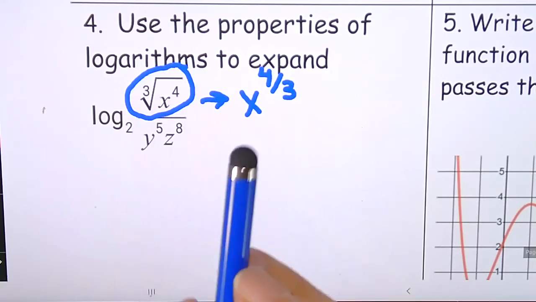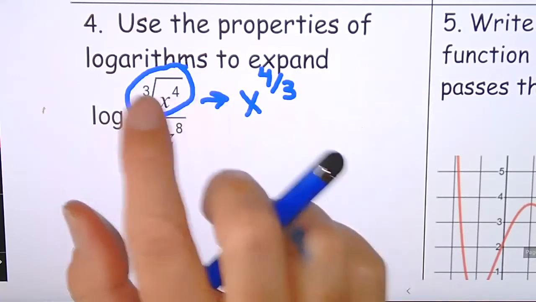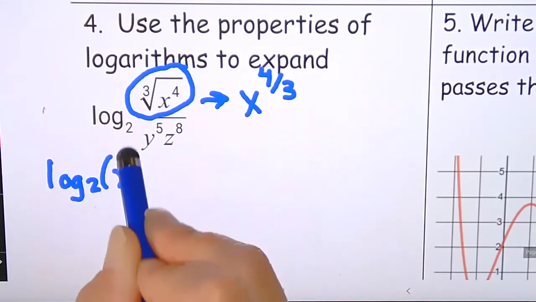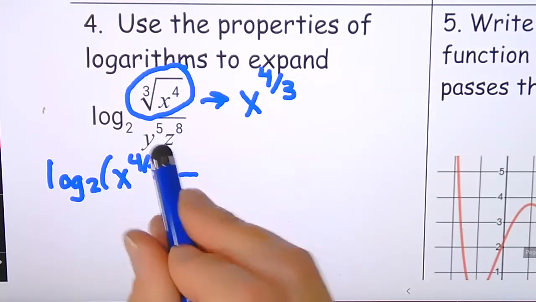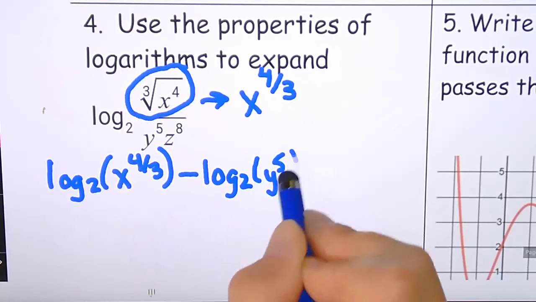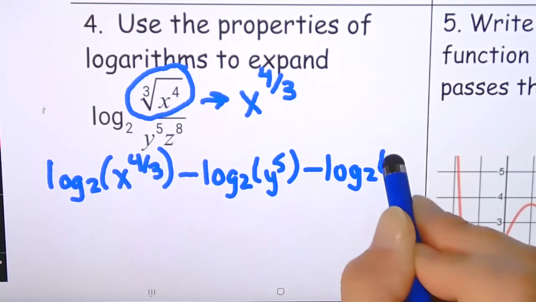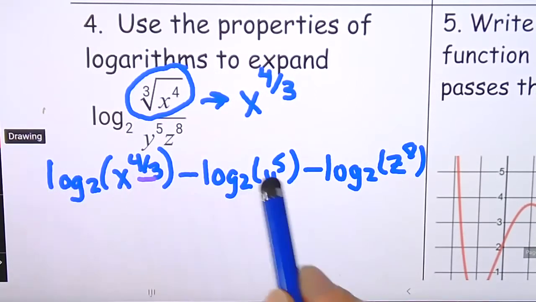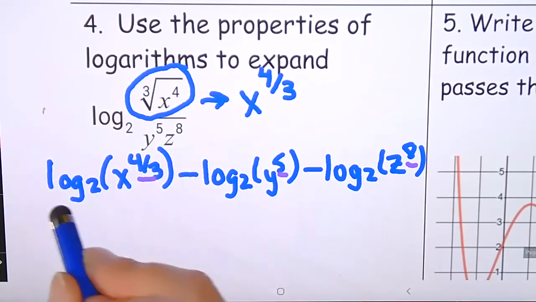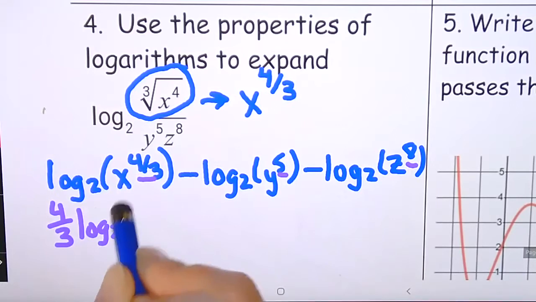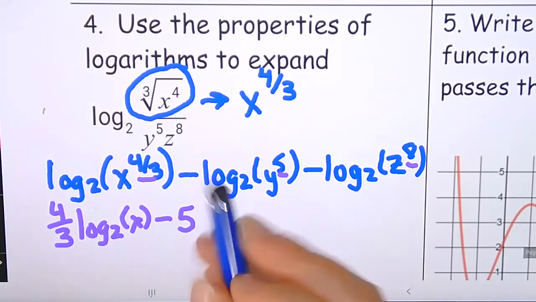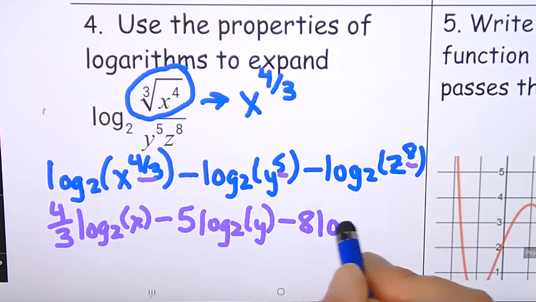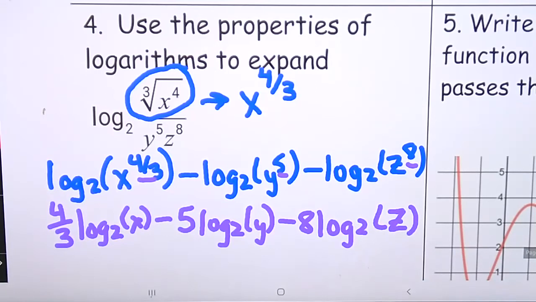Now, when I separate these into separate logarithms, anything on top is going to be adding, anything on bottom is going to be minusing. So I'm going to have log base 2 of x to the 4/3 minus, because this is on bottom, log base 2 of y to the 5th minus log base 2 of z to the 8th. Now, all of these exponents here, all of these get moved in front. So I'm going to get 4/3 log base 2 of x minus 5, again, it's going to come in front, log base 2 of y minus, and this 8 is going to come in front, 8 log base 2 of z. And that's your final answer.